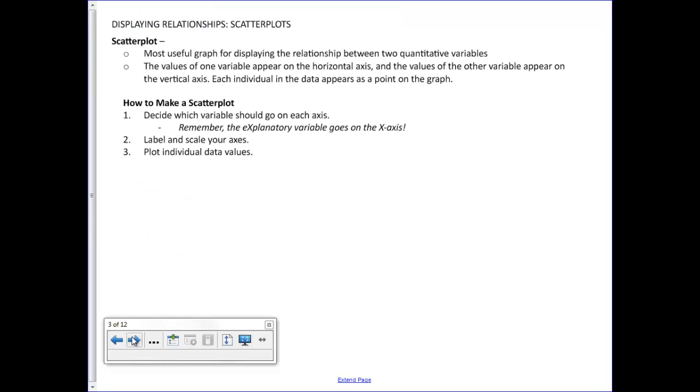So displaying relationships with scatterplots. Here's kind of where we've come. We've looked at categorical data, and what kind of graphs use categorical data? We have bar graphs and pie charts. You get your categorical data in there, where we talk about our categories. What's the percent of people that have brown eyes, blue eyes, and so on? We can do that with bar graphs and pie charts. And then we talked about our histograms, our stem and leaf plots, our dot plots. Those are just one set of quantitative data, right? You just have every student's age, and you can make a graph there.